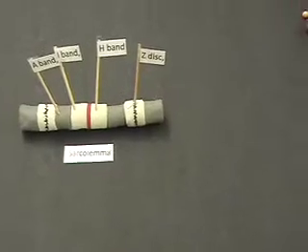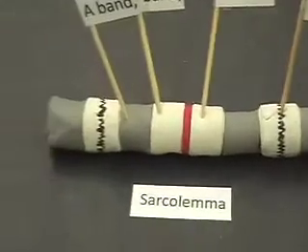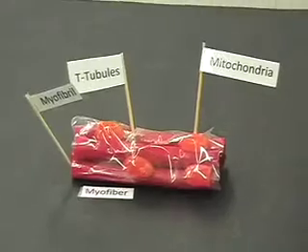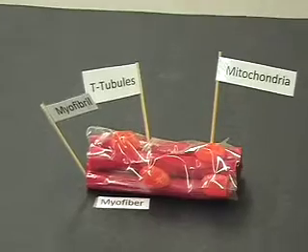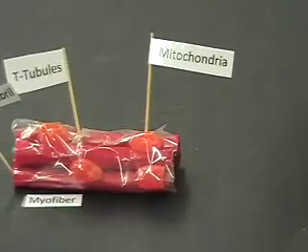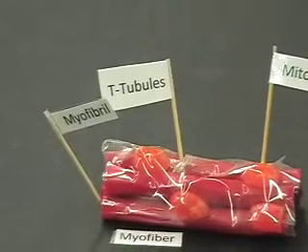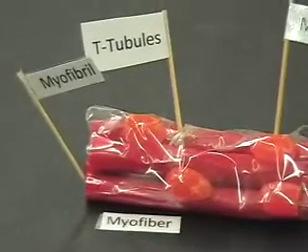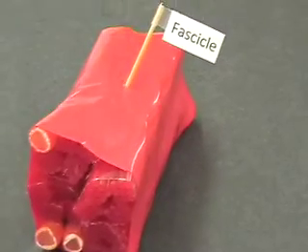This is a depiction of a sarcolemma, which extends from Z-disc to Z-disc. A myofiber is made up of many myofibrils. This structure also includes mitochondria, which generate ATP, and T-tubules, and is covered by the sarcolemma. The fascicle is made up of many myofibers.